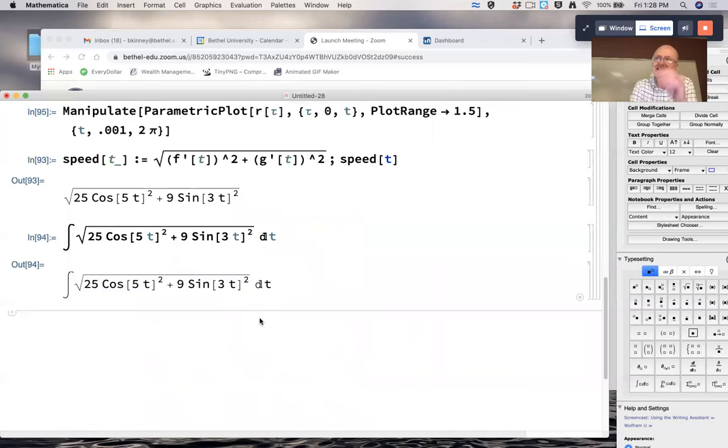In the first class, I emphasized that I could give this function, this antiderivative, a name. And for fun, I gave it my last name. I called it Kinney of t. Okay, I shouldn't call it Kinney of t. I should call it dist of t for distance.